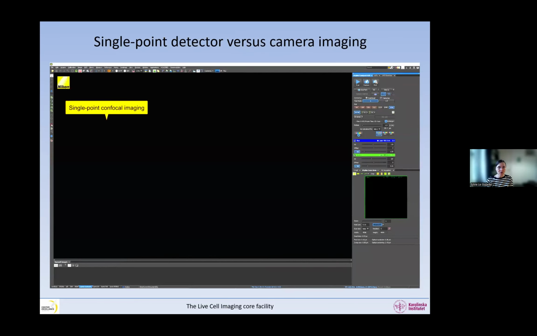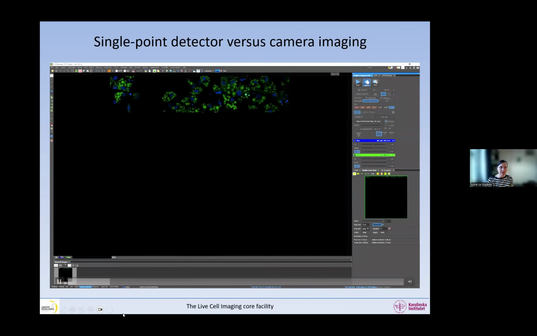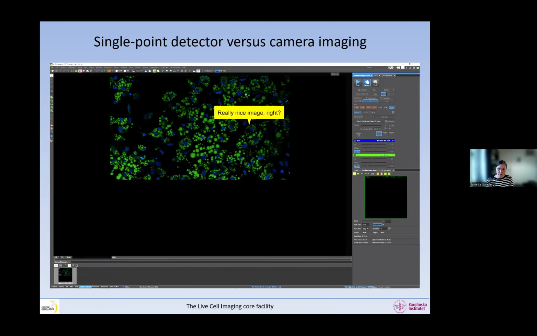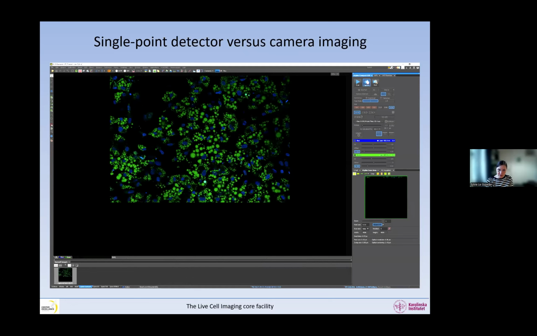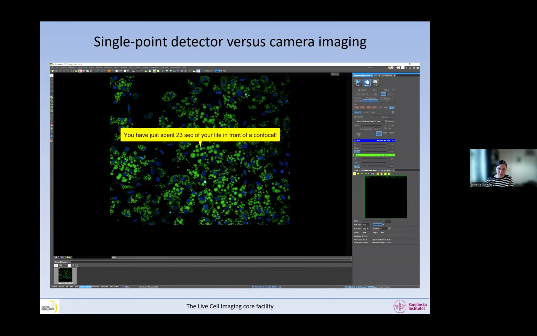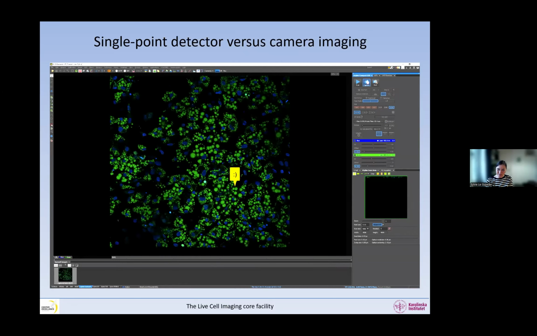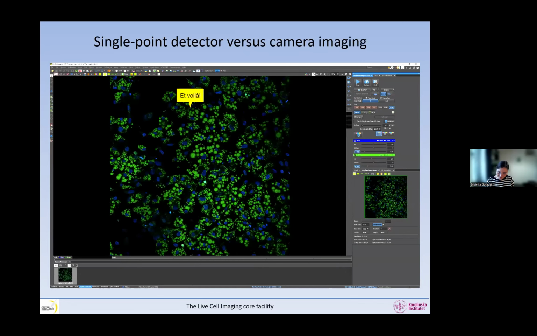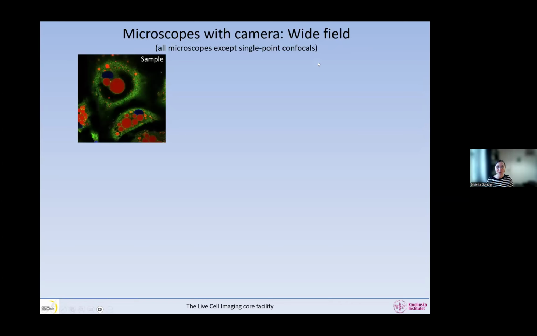So I just want to show you this little video for people who have never imaged with a point confocal system. When you image at high resolution with a point confocal system, this is what happens, because we image 1 pixel at a time. So you've just spent 23 seconds of your life in front of a point confocal. Now we go to a camera-based system, blink, right? So there's an enormous difference between single-point confocals and camera-based systems. The camera-based systems acquire all the pixels at the same time. And that's not the case for single-point confocal.